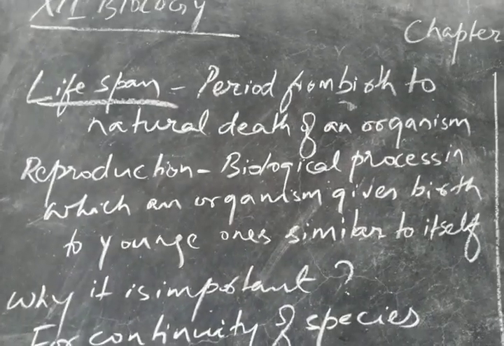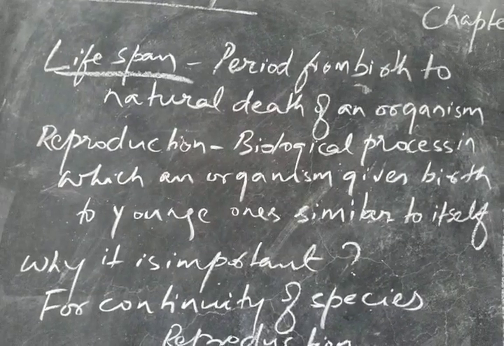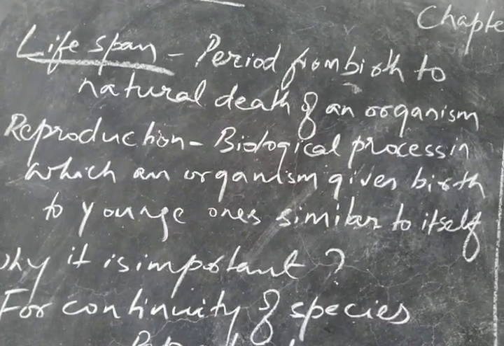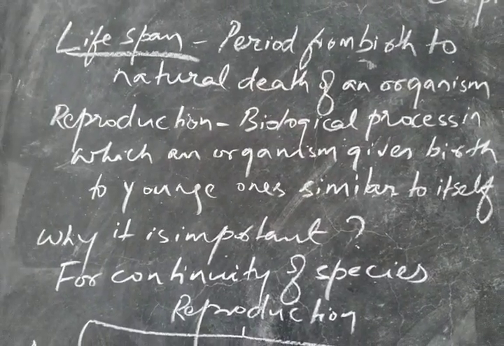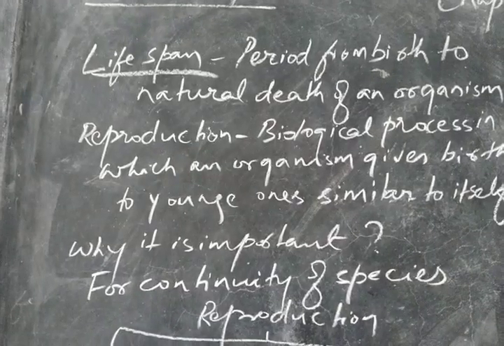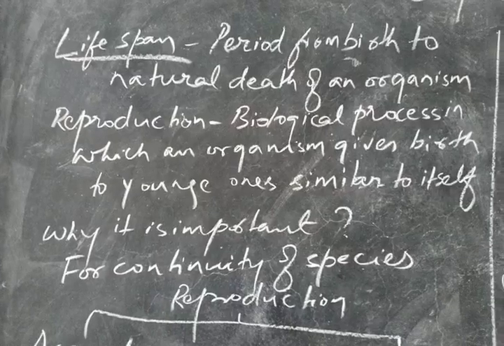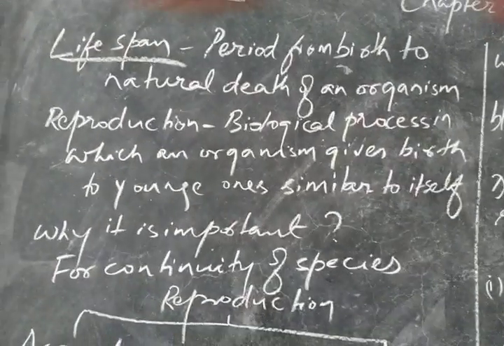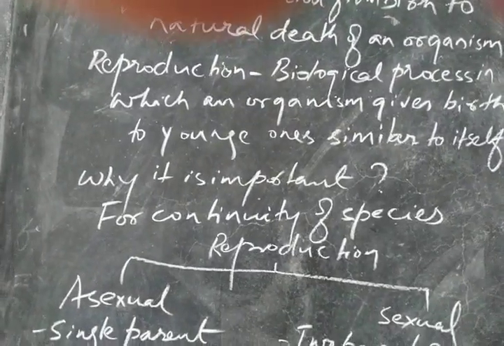Then the next question arises: what is reproduction? It is a biological process in which an organism gives birth to young ones similar to itself. Why is it important? It is important for the continuity of the species. The topic of reproduction is not new for us. We have already studied this chapter in class 10th also.